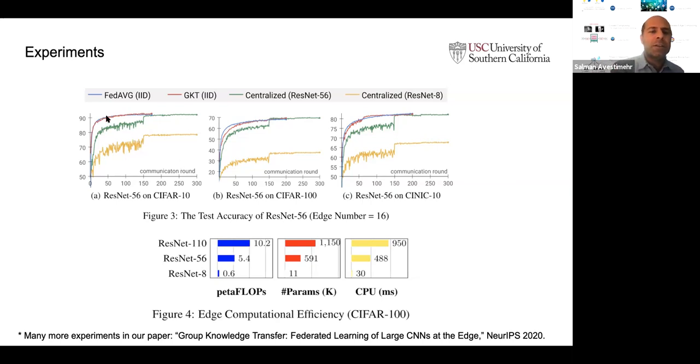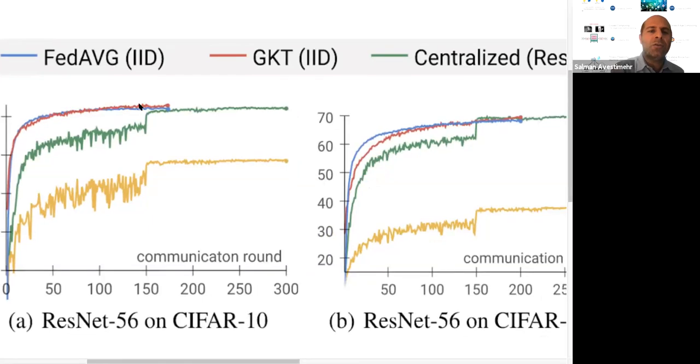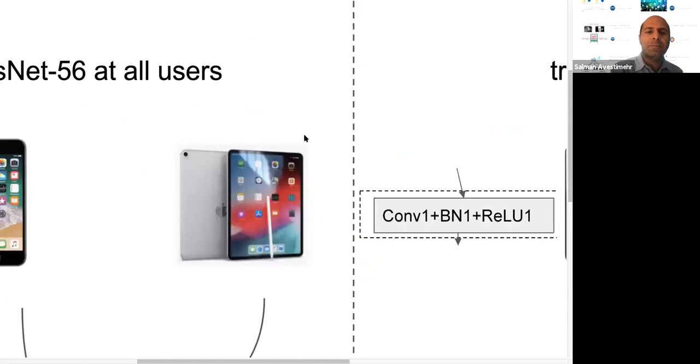What are these plots? You need to pay attention to only blue and red. These are the performance versus iteration, like typical accuracy plots. The important thing is that in all the scenarios, there is no difference between our knowledge transfer method and what you can do, assuming that you can train the big model at each user.